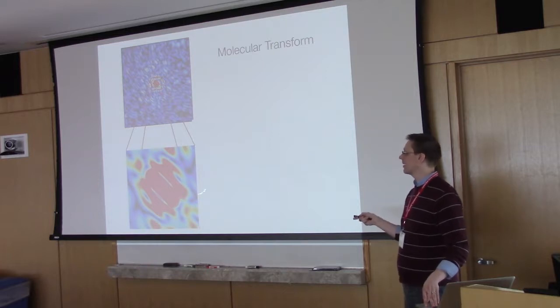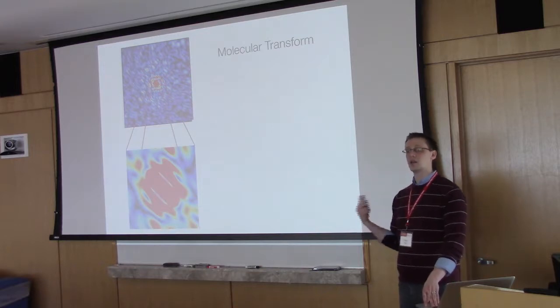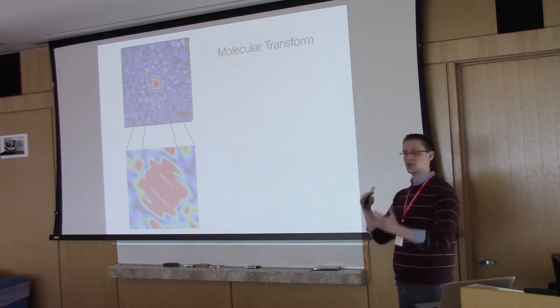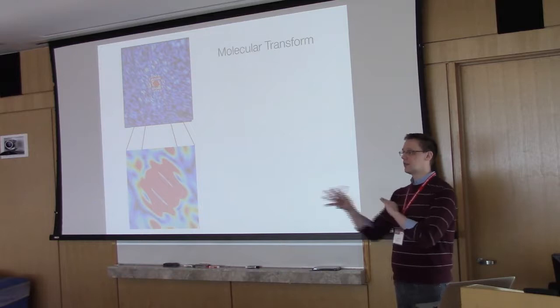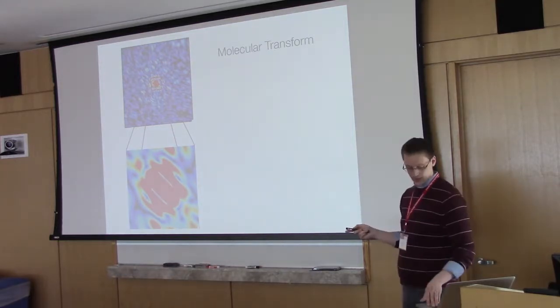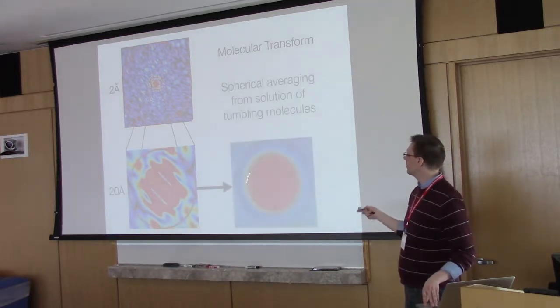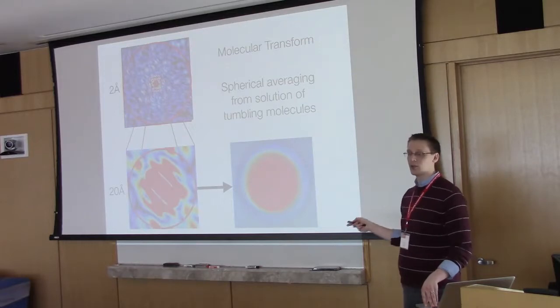And so we look at this, but this is obviously not what we get from an actual scattering experiment, because in our experiment we have molecules tumbling. And so each one will scatter with a different angle, or a different orientation relative to the beam. And so we end up having an isotropic scattering profile.